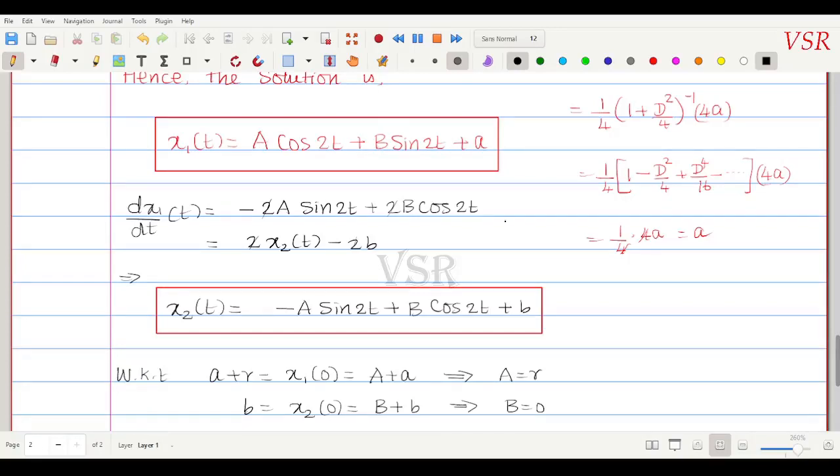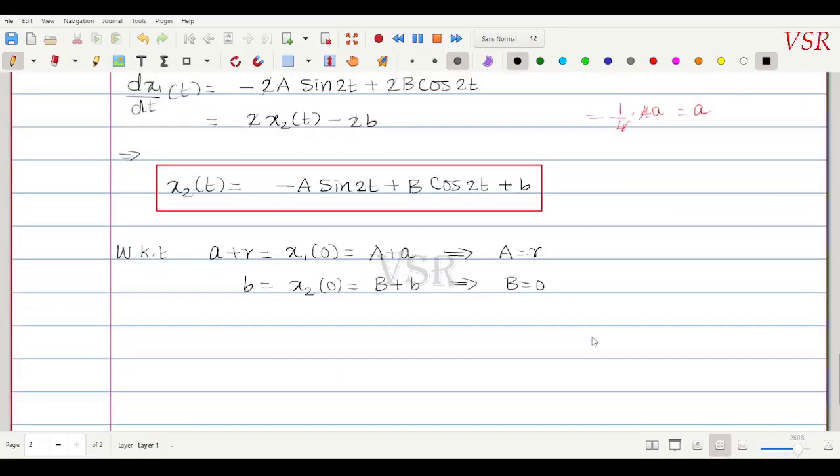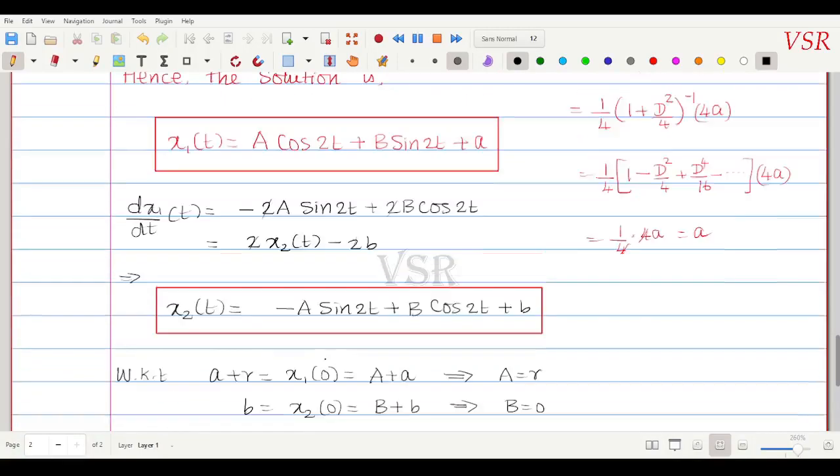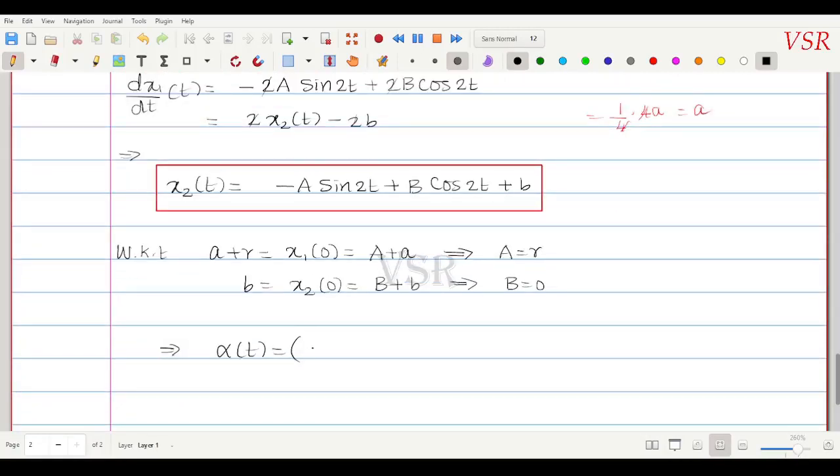So this implies that alpha of t, which is equal to, I may write, instead of a, r, and instead of b, 0. So r cos 2t plus a. r cos 2t plus a. This is my first function x1 of t. x2 of t is minus r sin 2t plus b. So minus r sin 2t plus b. So this is my local parameterization. We have got it. I have found what alpha is.